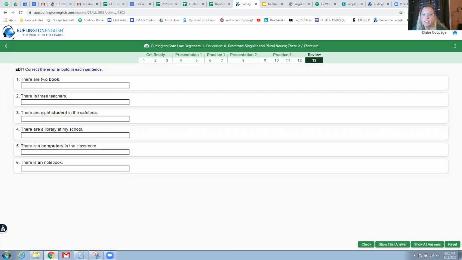All right. Let's have you do this on your paper and tu hoja de papel. There's an error in each sentence. Y la palabra oscura tiene el error. Okay. So escriba en tu papel la oración correcta. So, por ejemplo, there are 2 books. There are 2 books. Okay. So haga la corrección 2 a 6. Okay.